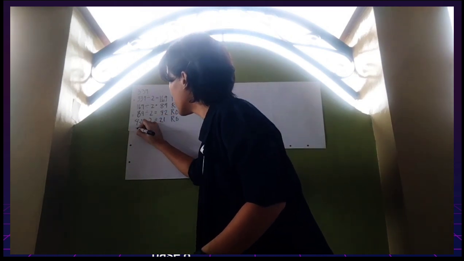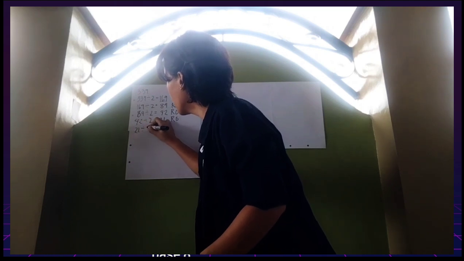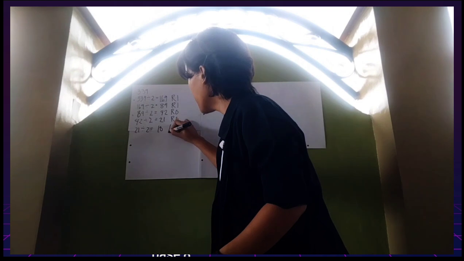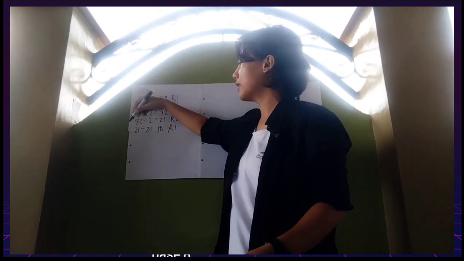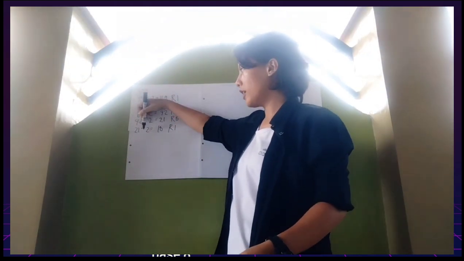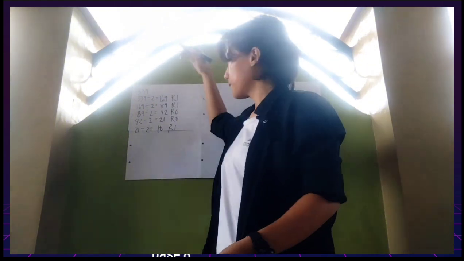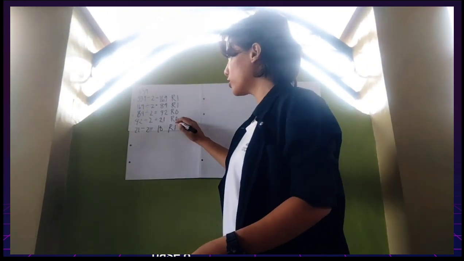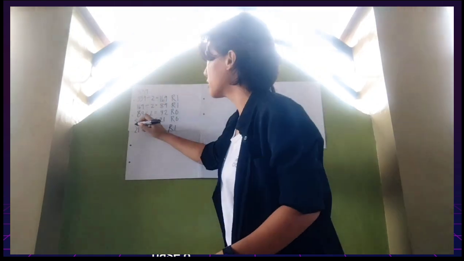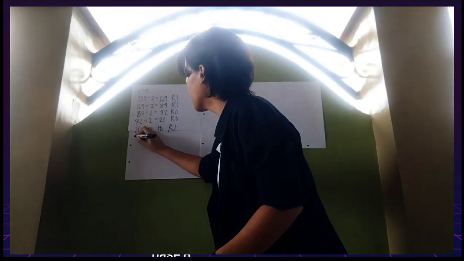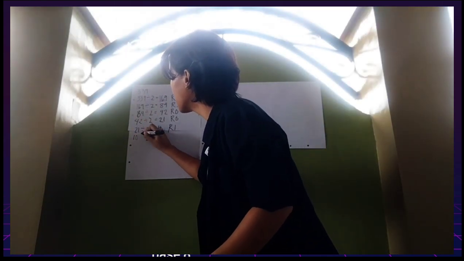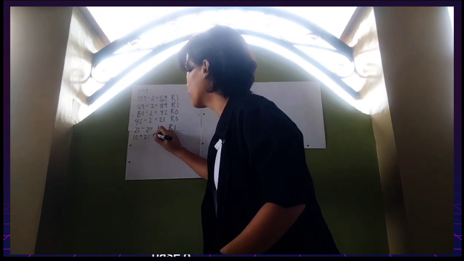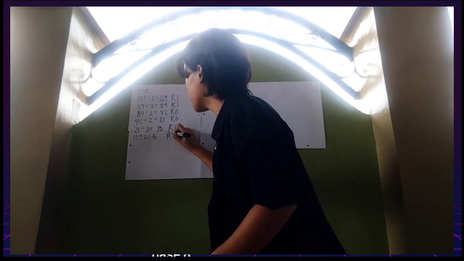Then follow 21 divided by 2. The answer would be 10 with the remainder of 1, because if we divide 21 by 2, the answer would be 10.5. So there is 1 remainder, so we need to put the 1 here, remainder. Then followed by 10 divided by 2 is equal to 5. We have the remainder of 0.